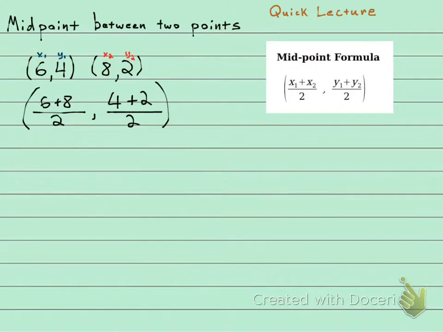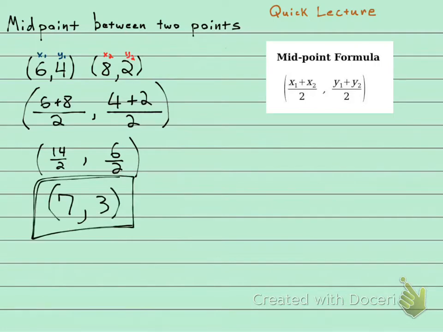So my first point, 6 plus 8, what's that? 14 over 2. And then 4 plus 2 is 6. 6 over 2. So my midpoint is going to be 7, 3. Well, that's very nice of them to give me some nice whole numbers, okay, without any fractions. And that's the midpoint.